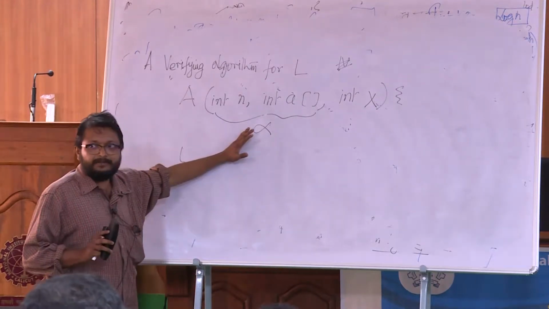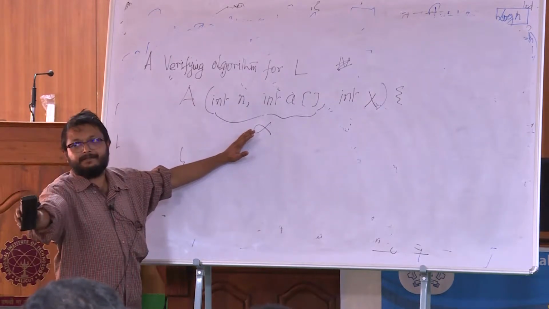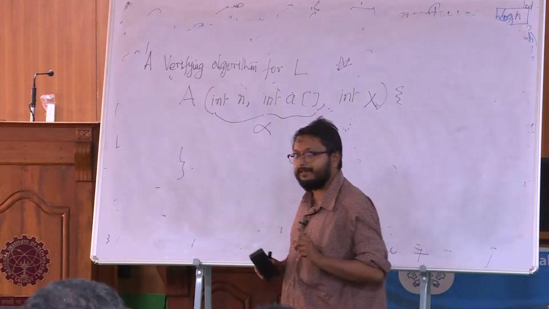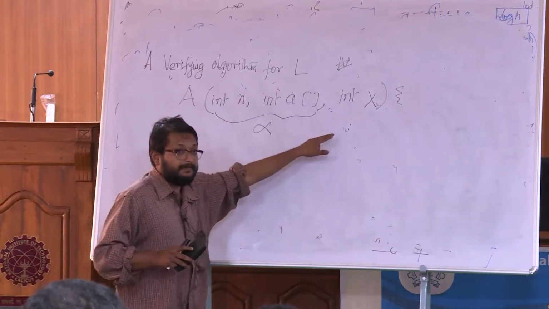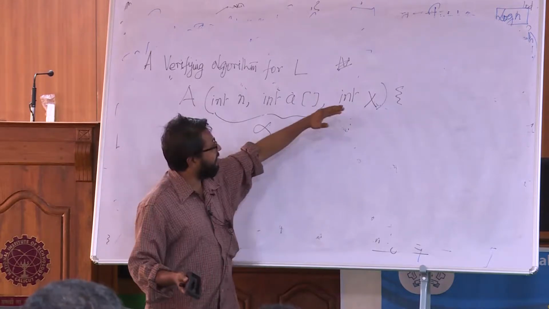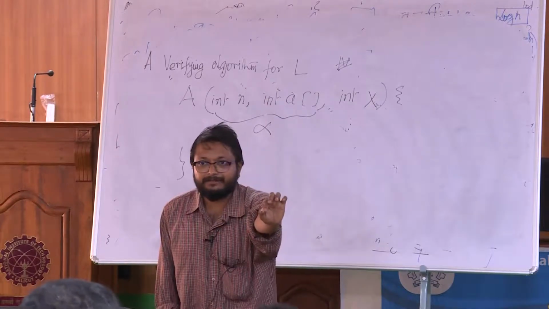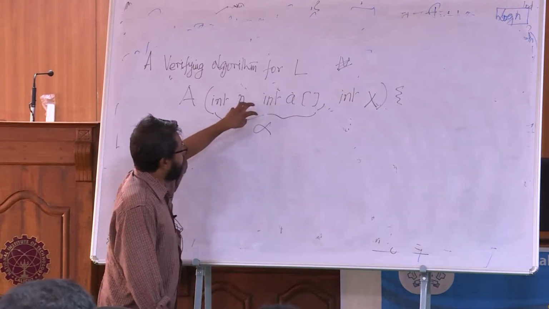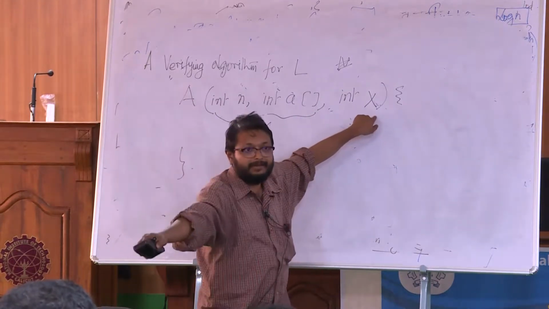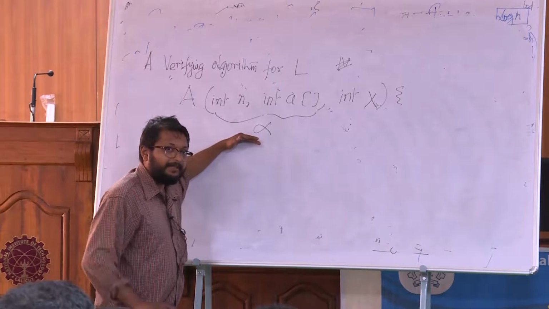If alpha belongs to L, that means alpha does have a leader, right? That means it's a yes instance. If alpha is a yes instance of the language, then there exists an X. What is that X? The leader. There exists an X which makes your algorithm run and return value 1. So when the answer is yes, there exists an X which makes the algorithm return 1. That's condition number 1.